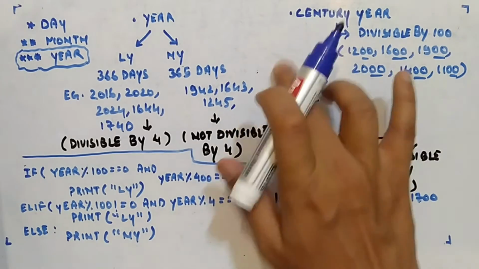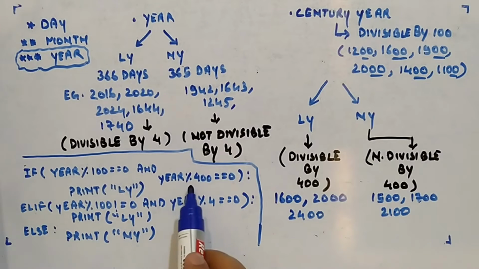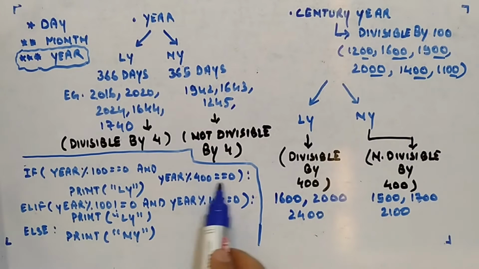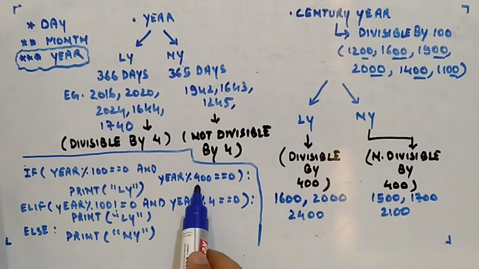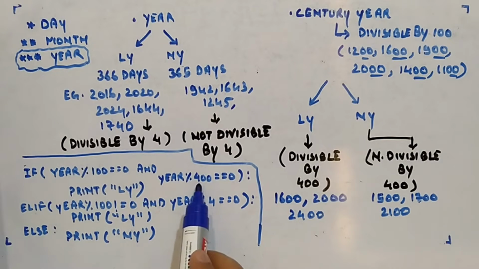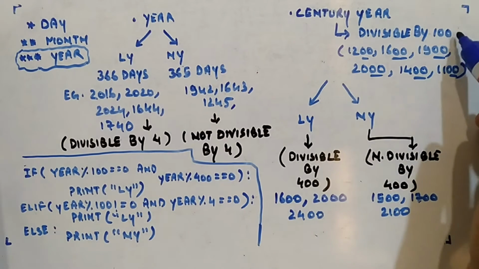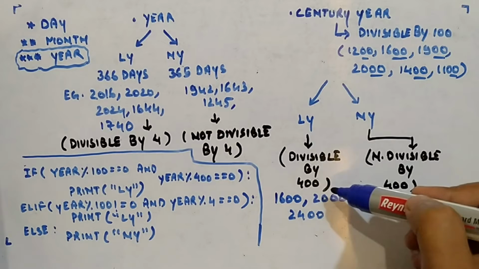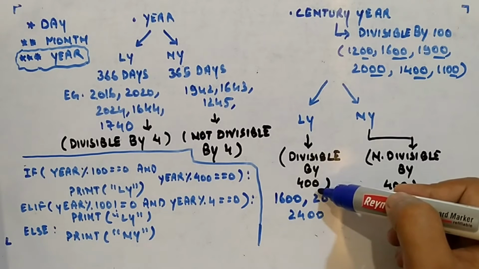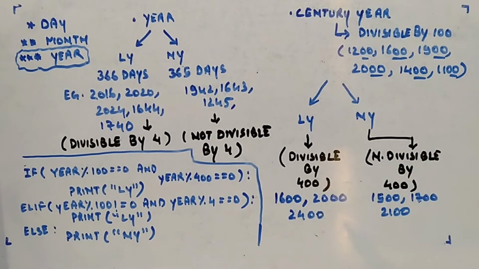So if this is equal to 0 and the year is also divisible by 400, same concept I have applied here, just instead of 100 I have written 400. So if it is divisible by 100 and 400, print leap year. This condition, divisibility by 100 and divisibility by 400, is what makes it a leap year. You can see these are leap years. So this condition is for century years.